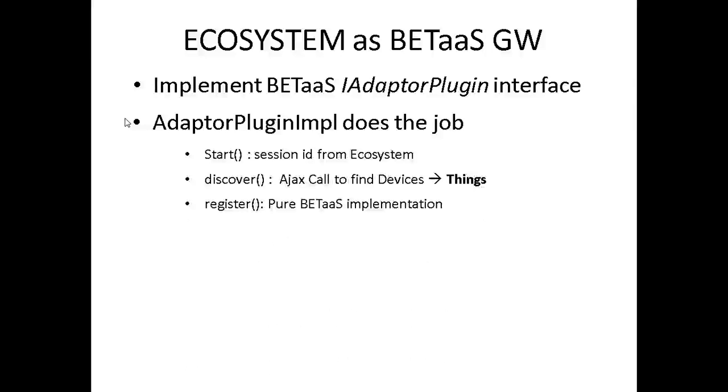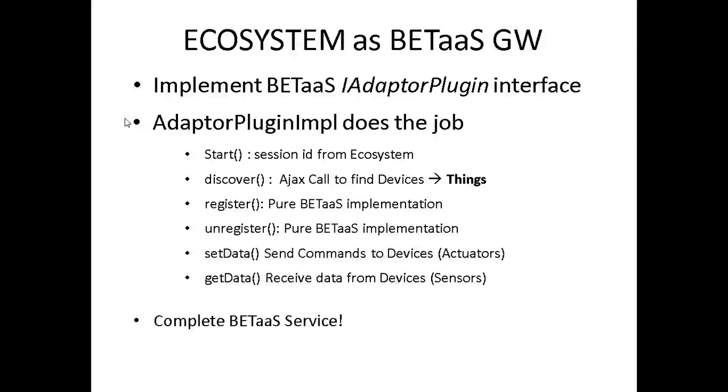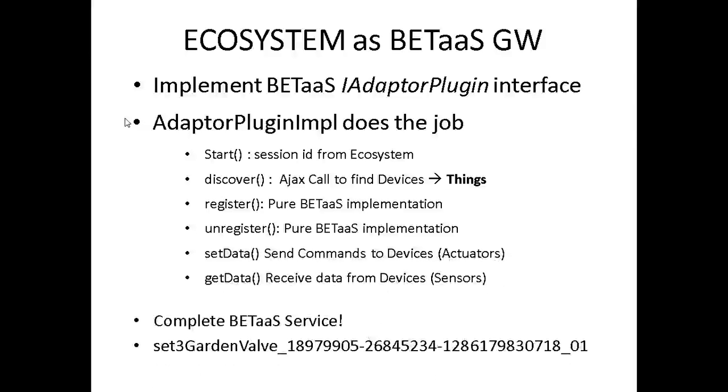The register for any service that is interested, and unregister are typical BETaaS implementation, and they are standard. The set data will send commands to the devices, the actuators, and the get data will receive data from devices, the sensors of ecosystem. So through these very simple steps, we have a complete BETaaS service. An example of it is the following, where we set a switch called the garden valve to either switch on or off.